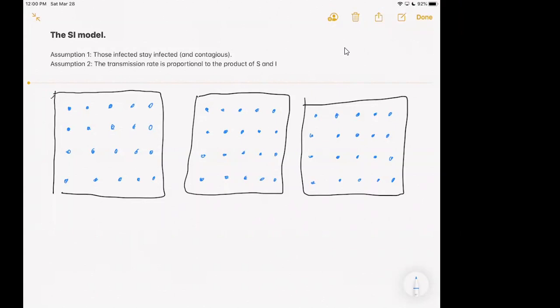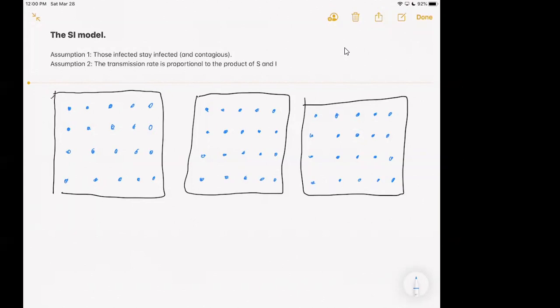So we have assumption one, that those who have become infected stay infected and contagious. That's implied by saying that they're infected, and in the models that we'll be working with, that is what we said before, so no one gets better. Now, their symptoms might change. There might be a period where they feel really sick and periods where they don't feel as sick, but they'll always be infected and able to infect others. So that's assumption one. Assumption two is the new thing.